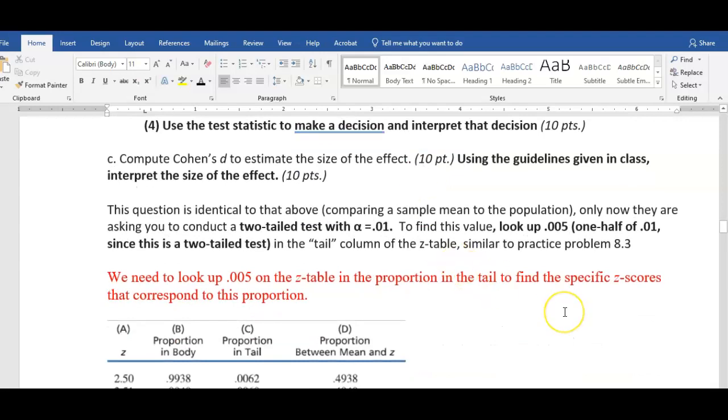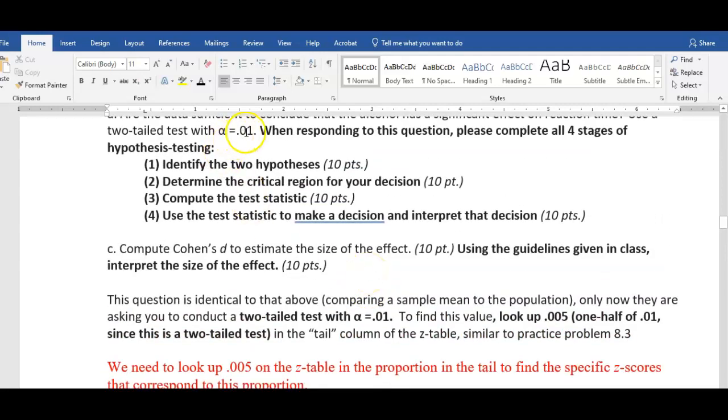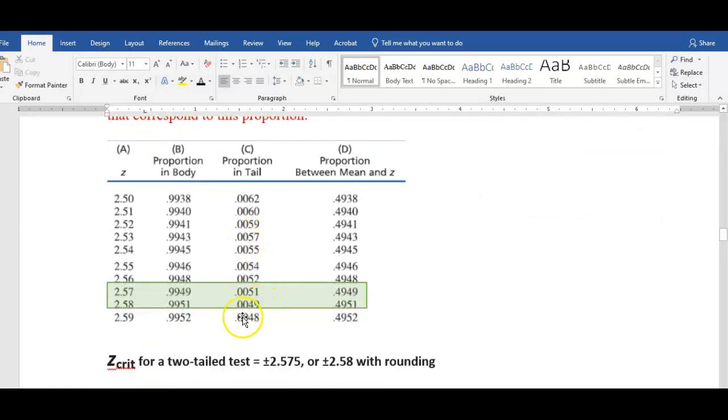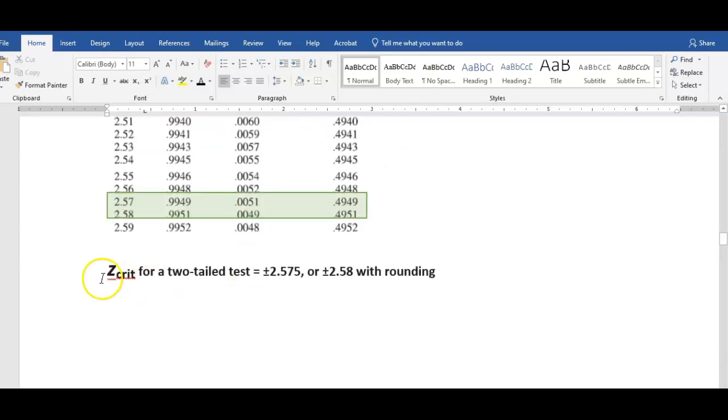So this was exactly one of the practice problems in practice problem 8.3, where we had to look up, since we're setting it at 0.01 in a two-tailed test, half of that, 0.005 on the z-table in the proportion in the tail to find that z-score. So we go to the proportion in the tail, we find 0.0049 and 0.0051. 0.005 is exactly equidistant. The z-crit for the two-tailed test then would be plus or minus 2.575, or I just round up to plus or minus 2.58.